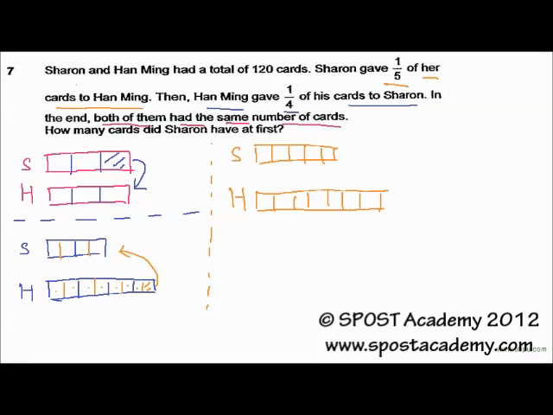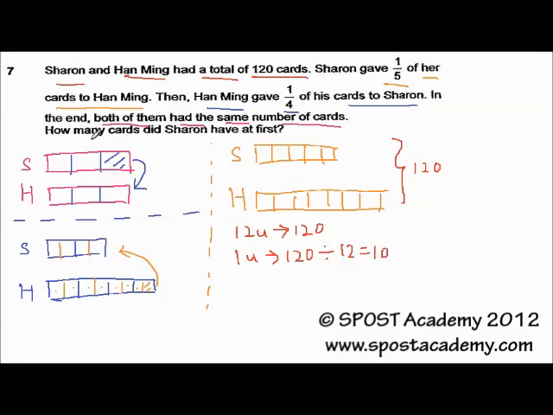Then the first sentence tells us that Sharon and Hanming had a total of 120 cards. So we know that there's a total of 120 cards, and this is based on 12 units. So 12 units is 120. Therefore, 1 unit would be 120 divided by 12, which gives us 10.